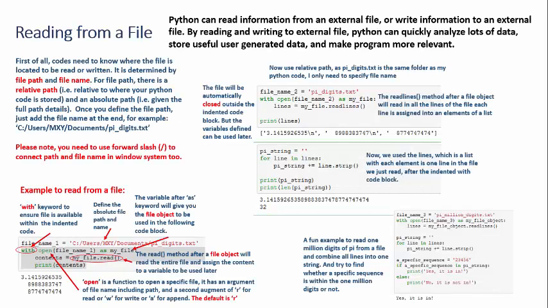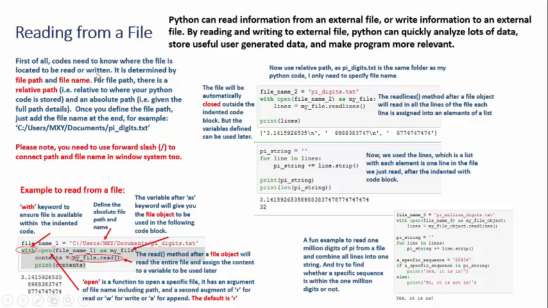We have pretty much finished all the core Python programming knowledge so far, and there's one piece left, which is reading from a file or writing your data to an external file. Python can read information from an external file or write information to an external file. By reading and writing to external files, Python can quickly analyze lots of data, store useful user-generated data, and make programming more relevant.